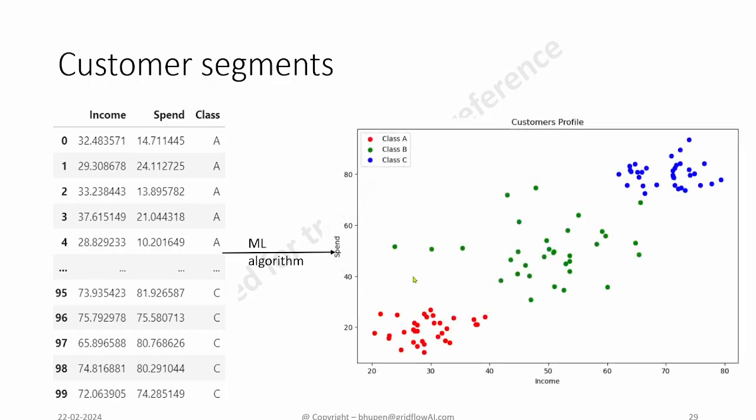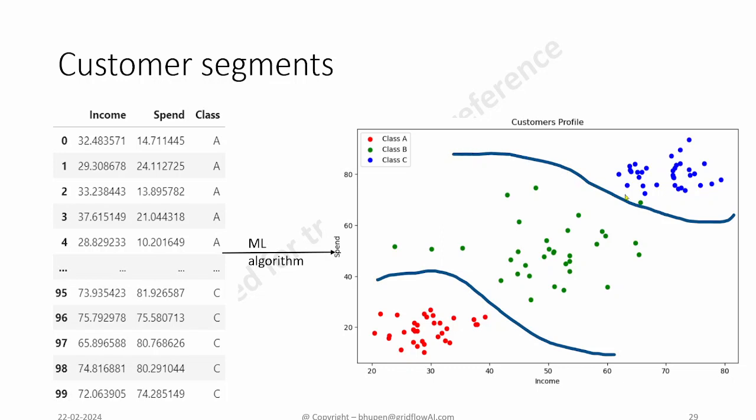So again, I'm taking an example of customer segments. Let's say this is our dummy data. And we know the customers have segments A, B, C, and they have certain patterns of income and spend. We would like the machine learning algorithm to take the data, and my data is in this form, colored based on the classes A, B, C. And the job of the machine learning model is to find the separation between the classes.